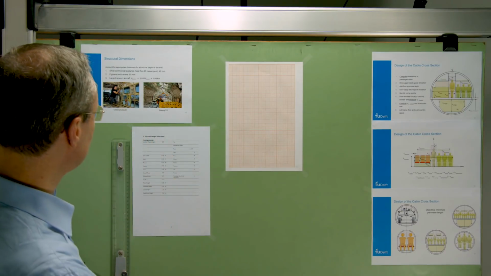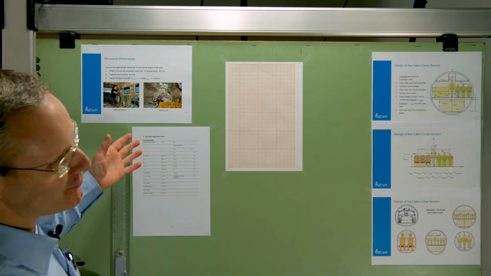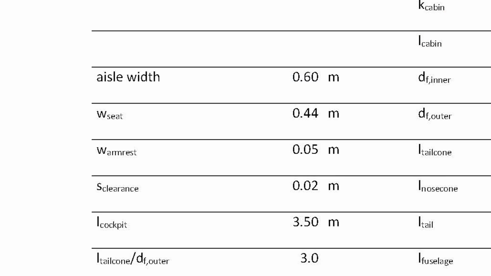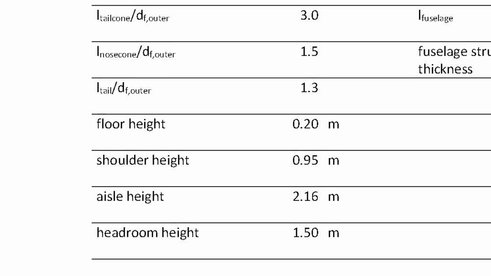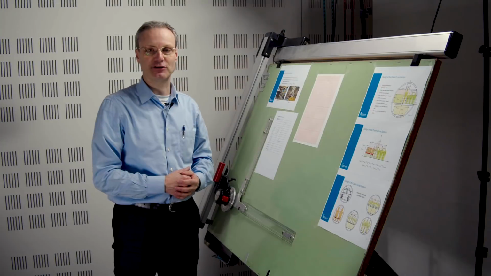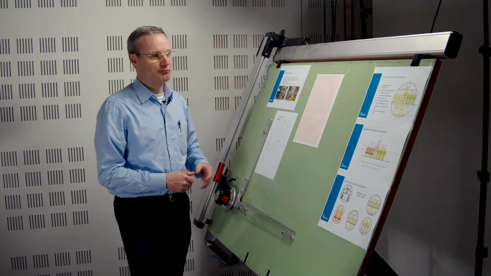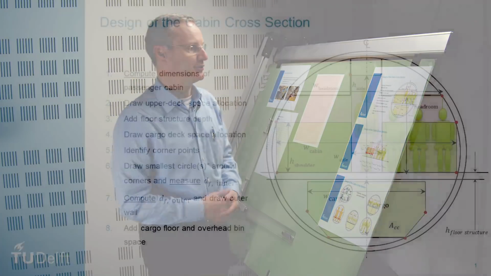This is the data we have been given. It's an aircraft for 105 passengers. We have some cabin data given, so you don't need to calculate that in this case. But we have been given that as a starting point, and we need to make a start and then basically try to follow this procedure.